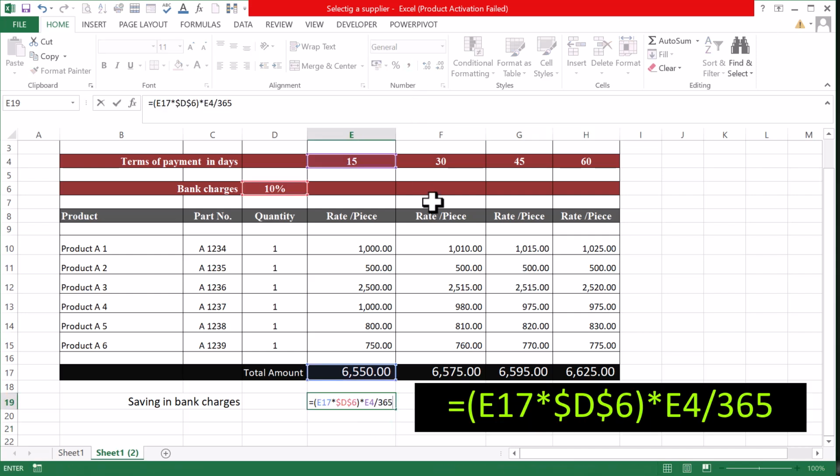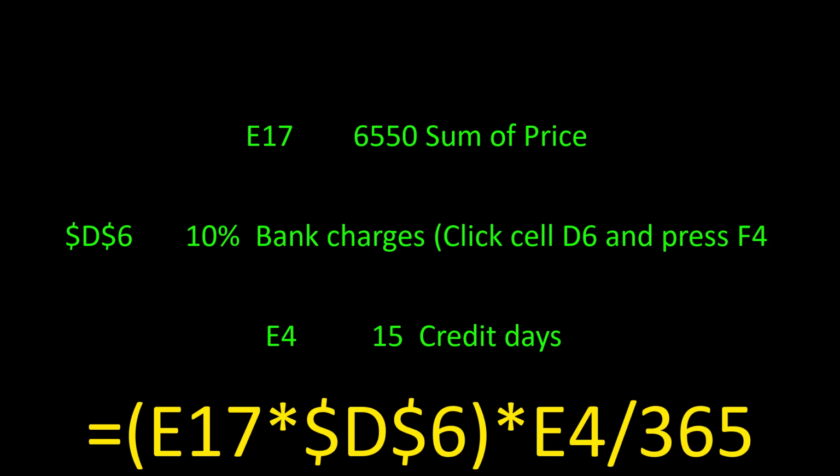Before we move on to step 3, let's take another look at how we constructed the formula. It's simple. We calculated the bank interest at 10% over a 15-day period. This calculation helps us see the true cost of each supplier's credit terms. Let's go over the formula step by step to make sure it's clear before we proceed.